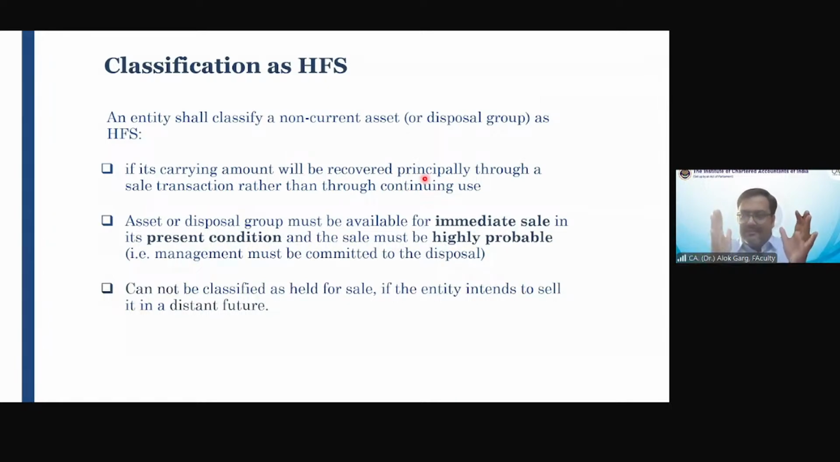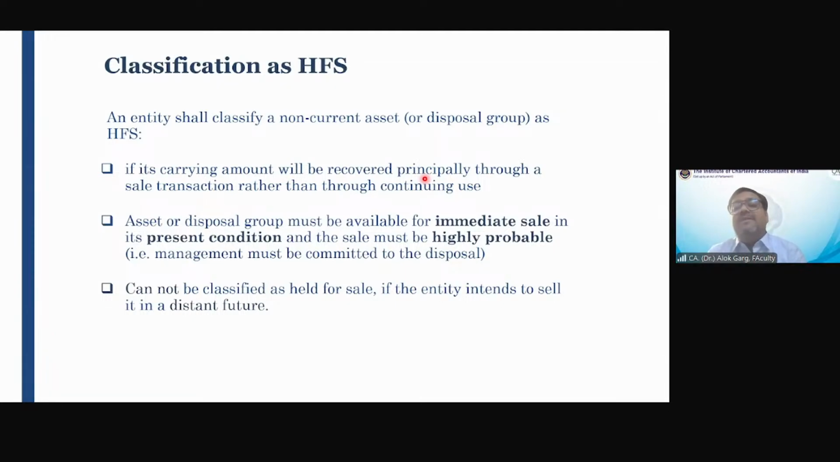An asset or a group of assets will be classified as held for sale if the objective is to sell the asset, not to use it. Number two, if two conditions are satisfied, that asset or group of assets will be classified as held for sale. Sir, what are those two conditions? Condition number one, ISPC. Condition number two, HP.